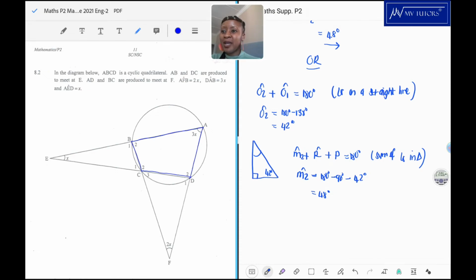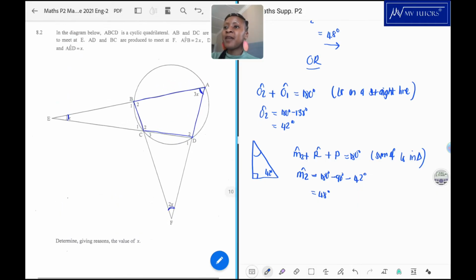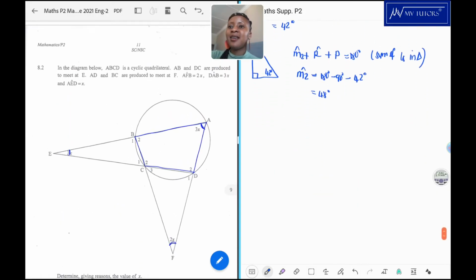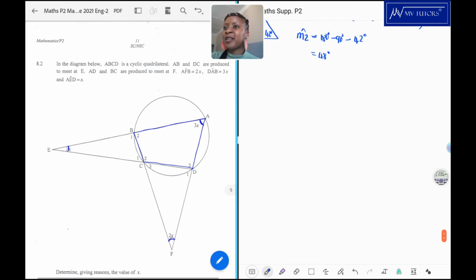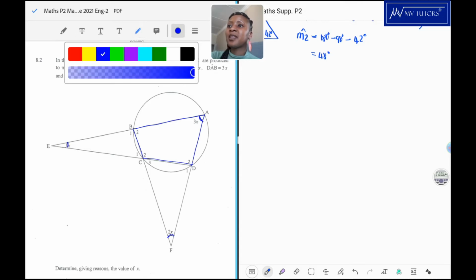AFB is 2x, so we see that here, we have the 2x. DAB is 3x. And AED is x. Okay. What do they want us to do? What is the question? The question is, determine, giving reasons, the value of x. Alrighty, what is the value of x? So we're going to have to look at this up close and see what we can actually determine.